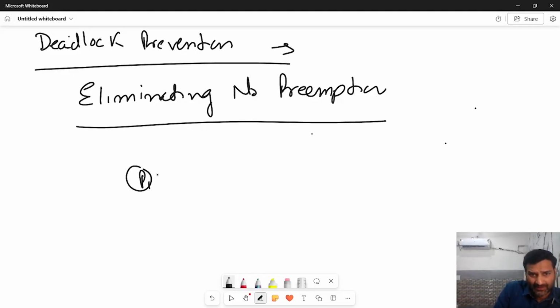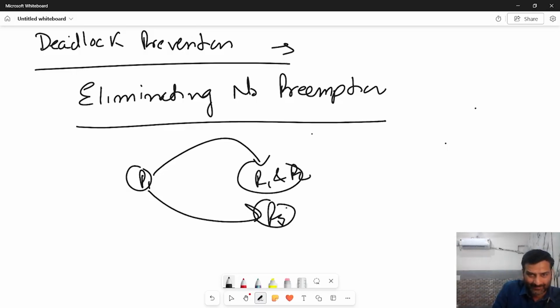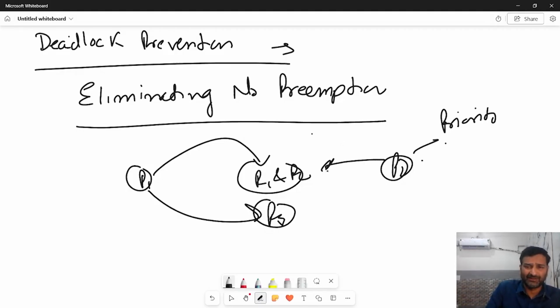Suppose P1 is a process which is holding the resources R1 and R2. Now P1 also needs R3. Now some other process P2 has the highest priority, and it needs resources R1 and R2. So what can we do? We can take away R1 and R2 from P1 because it has lower priority than P2, and we can grant those resources to P2, which has the highest priority.